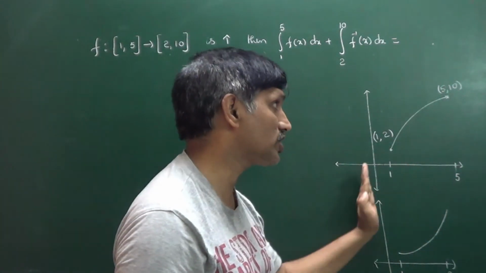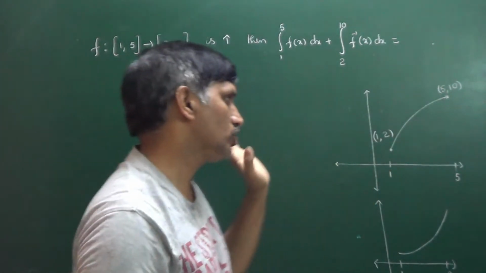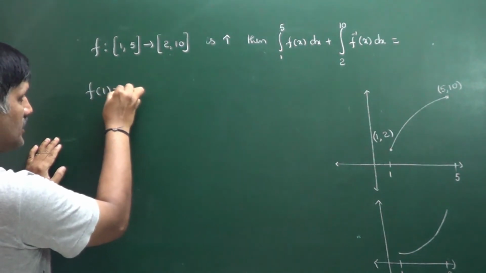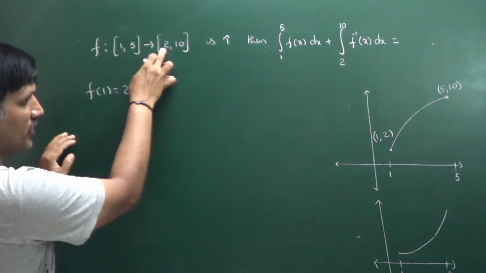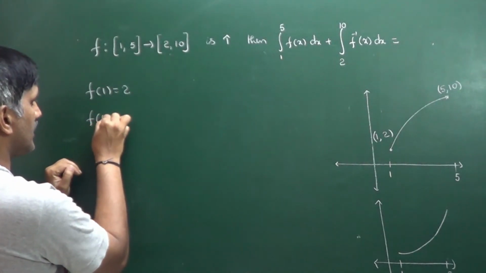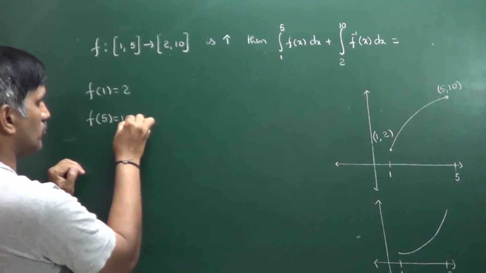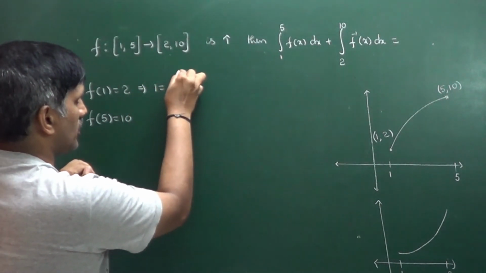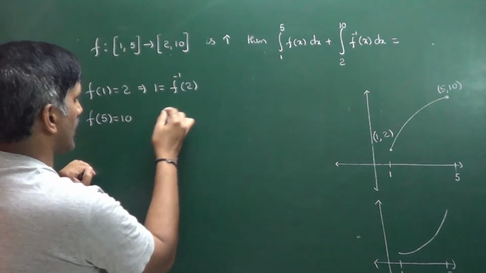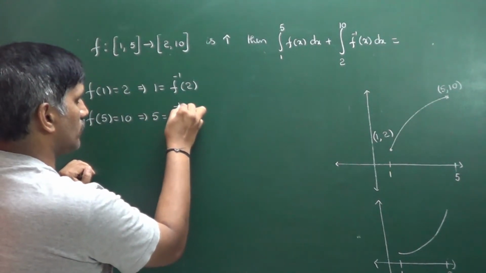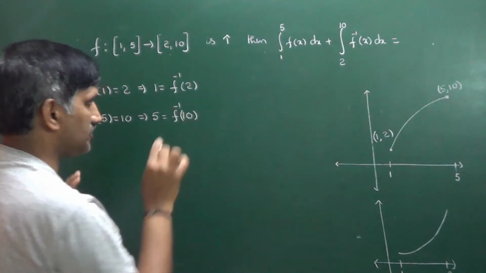The function is given as a strictly increasing function. So that's why we got the information f of 1 we can take as 2, and f of 5 we can take as 10. f of 5 is equal to 10. So from this I can write 1 is equal to f inverse of 2. At the same time, 5 is equal to f inverse of 10.